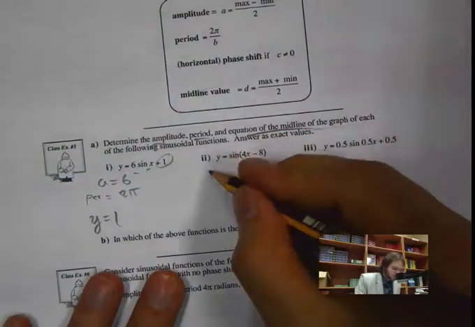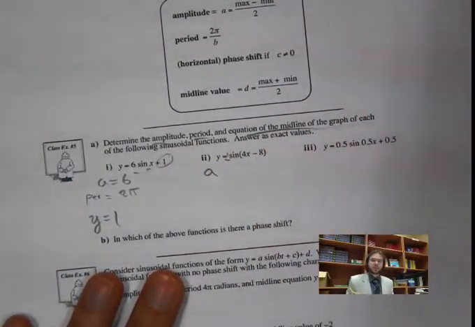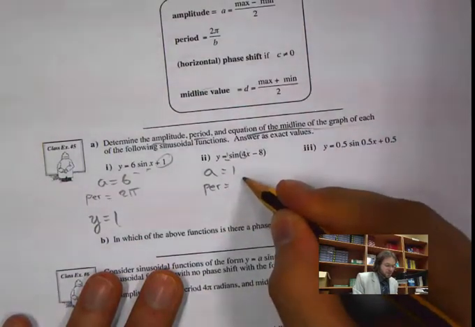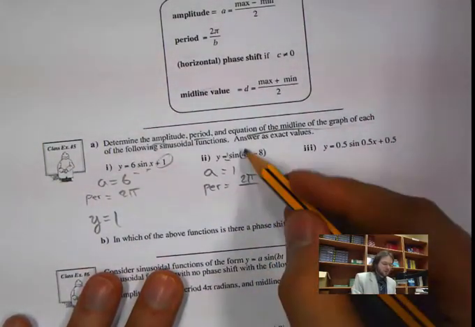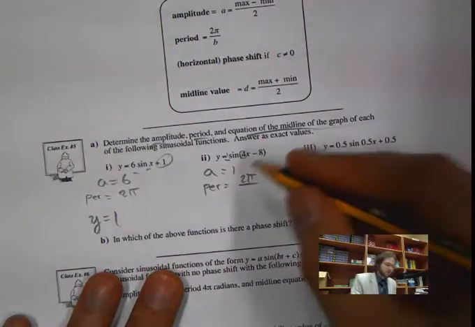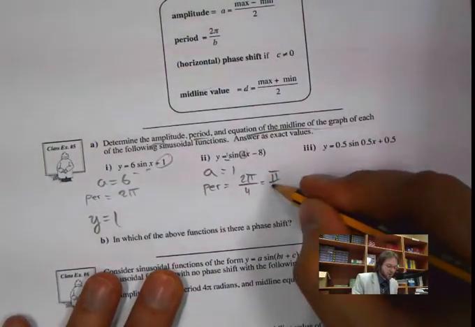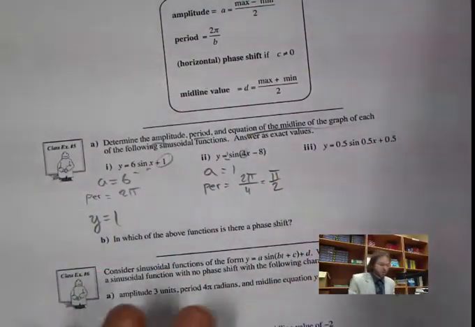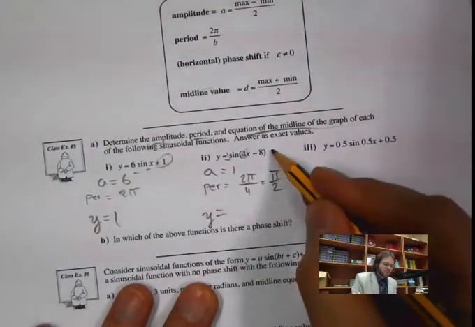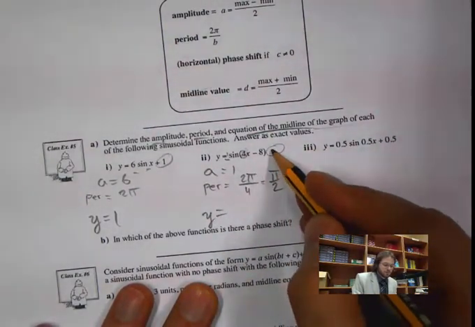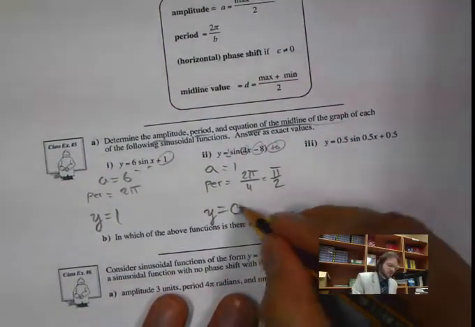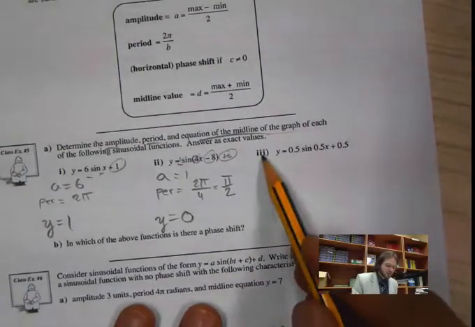Next one here. Well, let's take a look at my A. There's an imaginary 1 in front of the sine, so it's just equal to 1. Now, let's take a look at my period. Period is equal to 2 pi divided by, in this case, 4, because my B value is 4, which is equal to pi over 2. And my equation of midline, well, there's nothing being added outside the brackets. So it's really plus 0 outside there. And this 8 is inside the bracket, so that's really a phase shift. So it's 0.